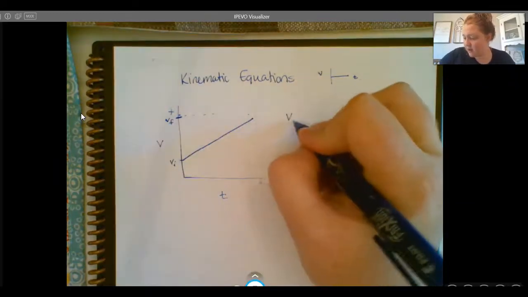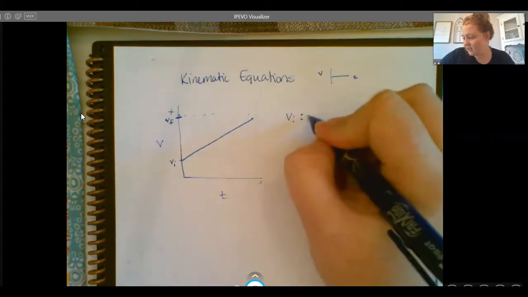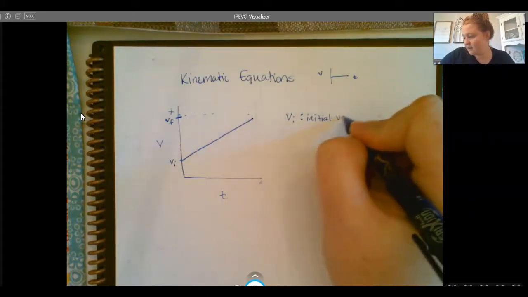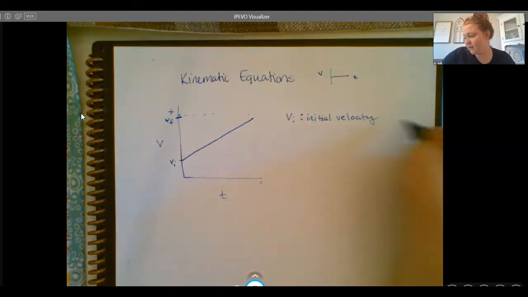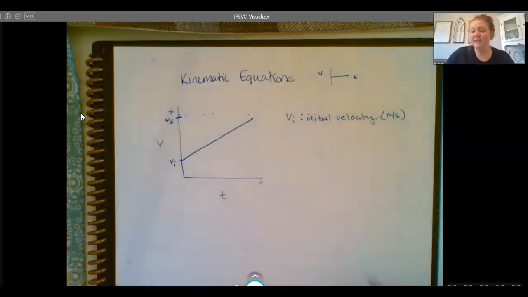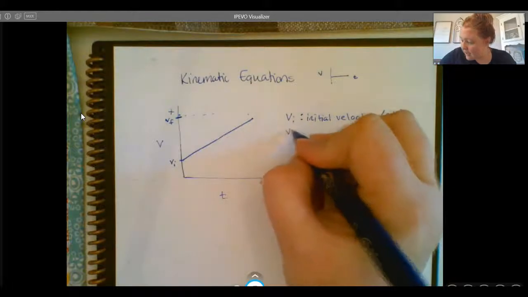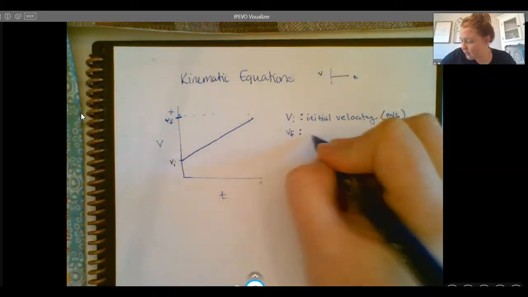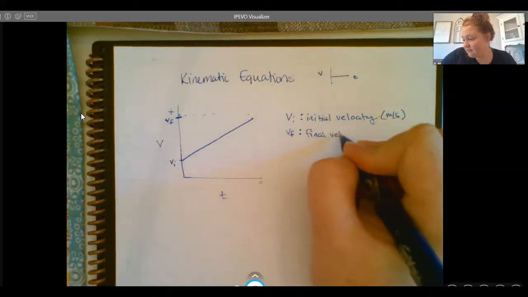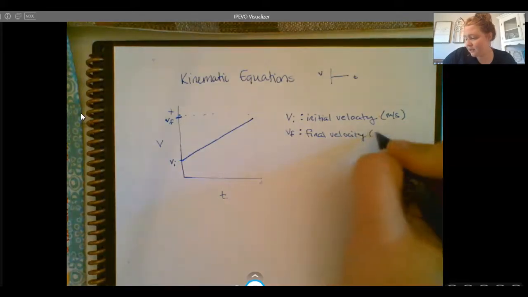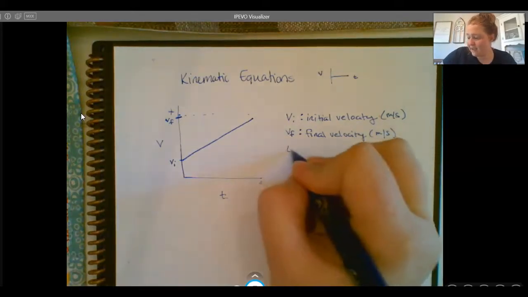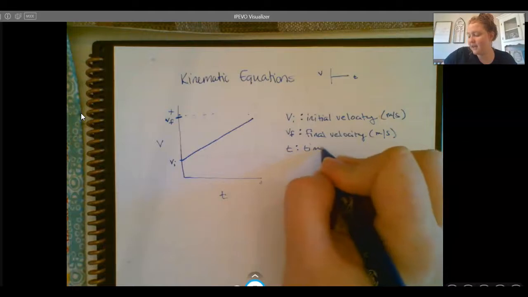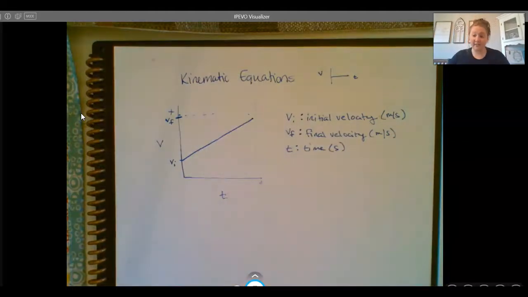Okay, now I'm going to come over here. Our VI is initial velocity, and the units for that will be meters per second. Sometimes you might hear keywords when we're talking about velocity, like started from rest. That would mean that the initial velocity is 0. And now we have VF, which is the final velocity. The units for that are meters per second. And we have T for time, and those units are just seconds.